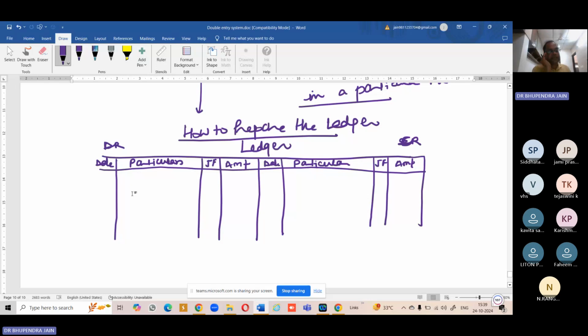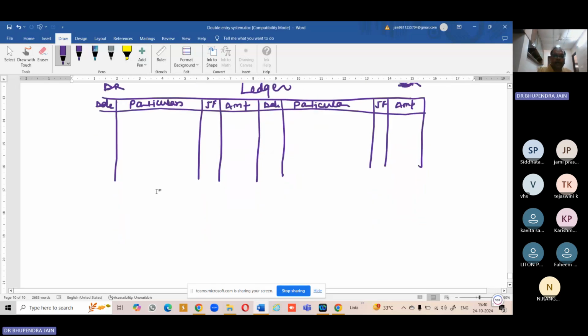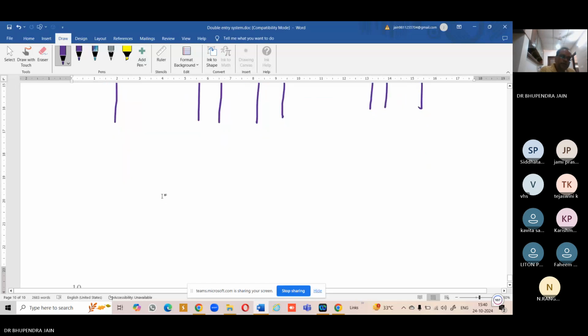Now, how to prepare the ledger? We have to prepare the ledger of each and every element of accounting. Each and every account, whether personal account, real account, nominal account, or any type of account. Whatever the nature of the account, we have to prepare its ledger. Just read the statement carefully and check how to prepare the ledger.